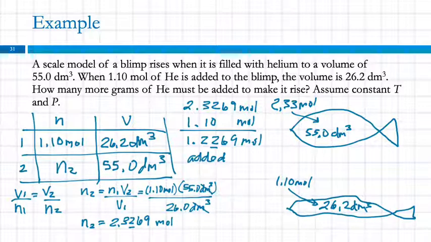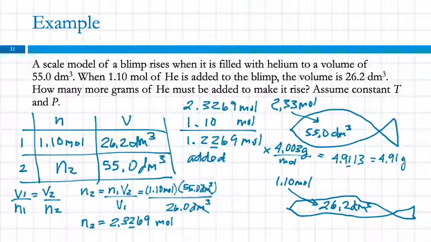And the question says, how many grams? Well, it's helium. Molar mass from the periodic table, multiplied by 4.003 grams per mole for helium. 4.91 grams. So I have to add 4.91 grams.